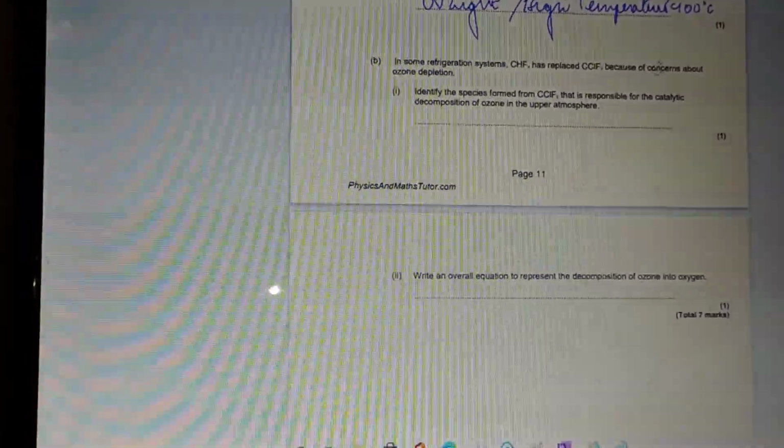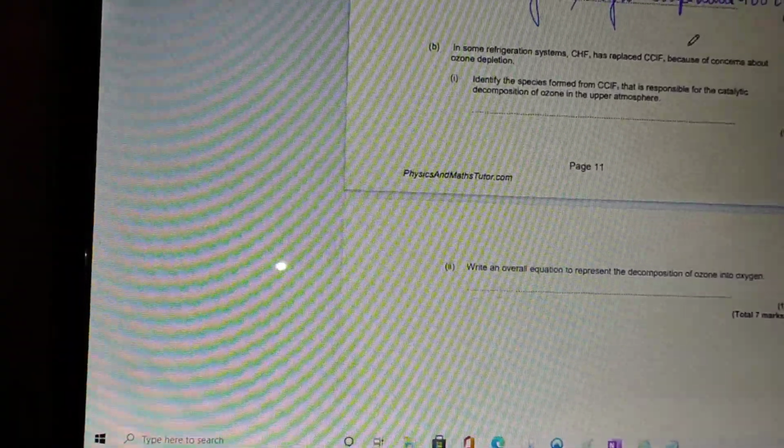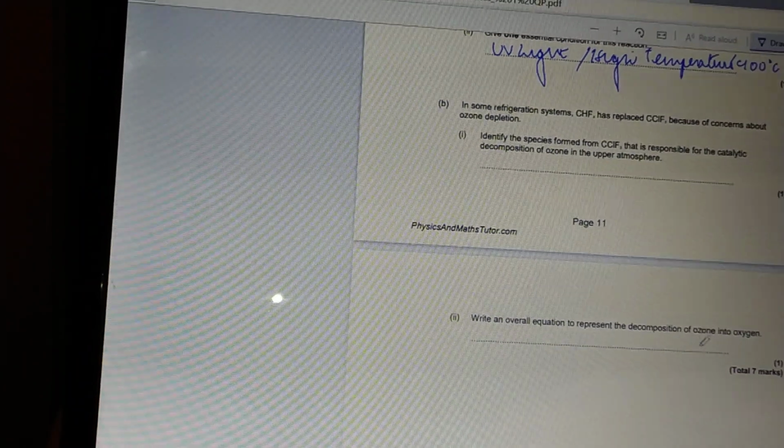Last question, they've said in some refrigeration systems, CHF3 is replaced by CClHF because of the concerns about ozone depletion. Identify the species formed from CClF3 that is responsible for the catalytic decomposition of ozone in the upper atmosphere. Write the overall decomposition of ozone to oxygen. Basically, we'll do that first because we know that would have been stuck in your memory by now.